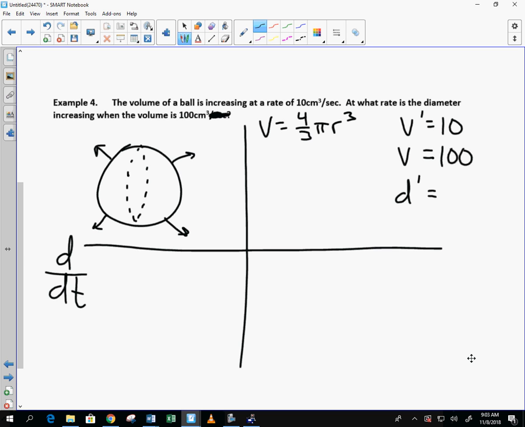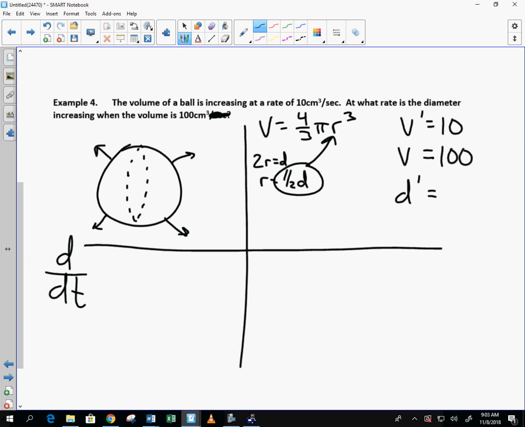Shoot. Why is that a problem? We don't even have a D in the problem. But we got an R. Are you sure? How about this? We do know that 2 times the radius is equal to the diameter, correct? And so we do know that the radius is equal to 1/2 the diameter. So what could I do with that 1/2 D? Plug it in for R.